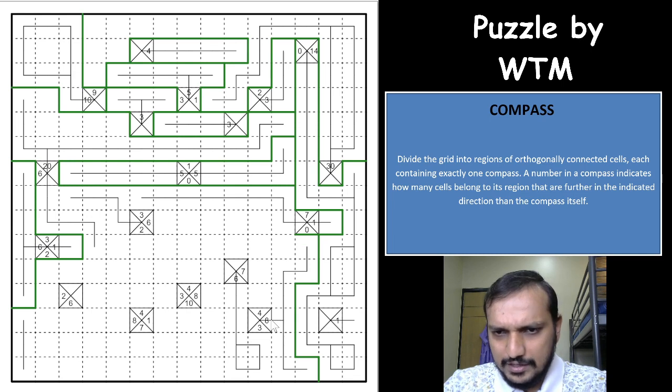4 is also fulfilled, 8 is also fulfilled, 3 is also fulfilled. So we cannot have any more cells here. And now for the 7, all of these cells will be part of the 7.